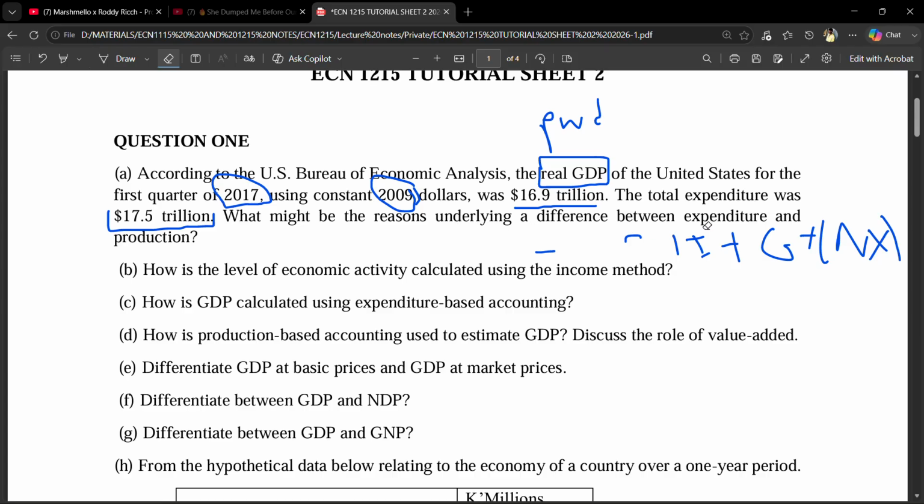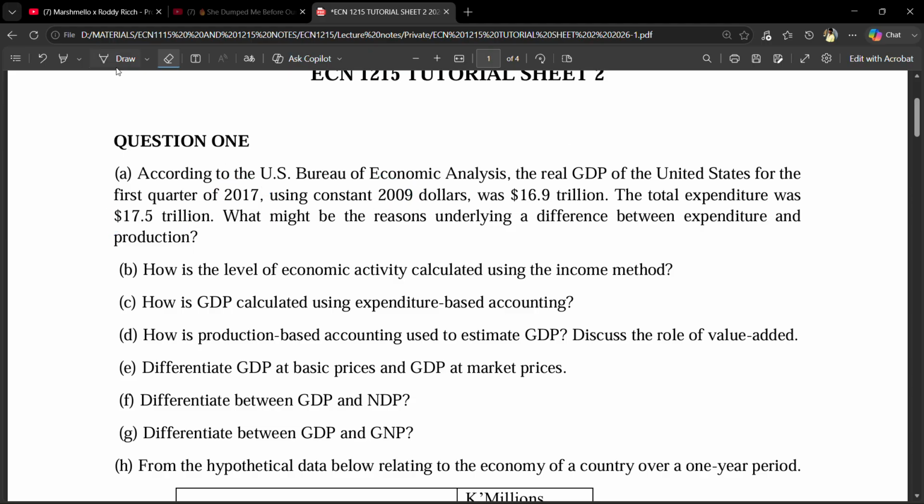The question goes on by asking us what might be the reason underlying a difference between expenditure and production. What you have to understand is that there are so many reasons that might cause real GDP to differ from the amount that is being spent on the goods and services that were produced in an economy. Some of those reasons can be timing in selling, or timing in consumption.